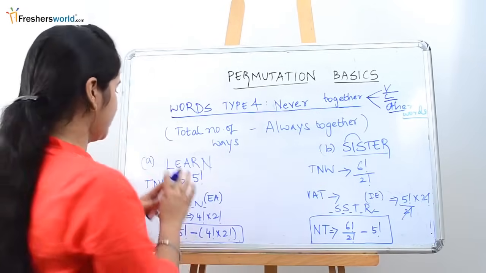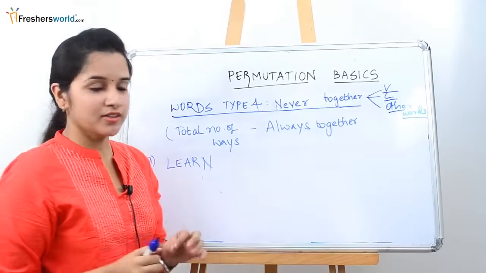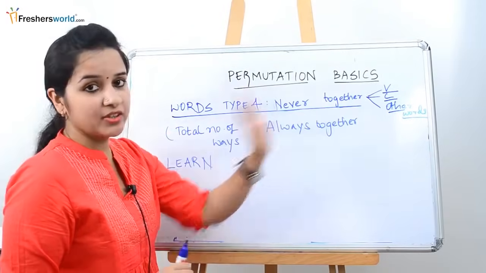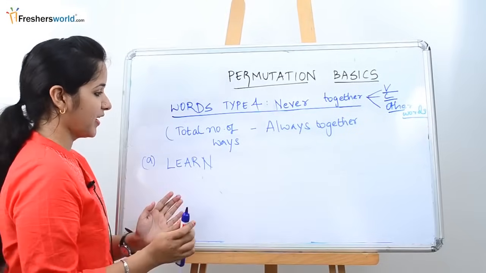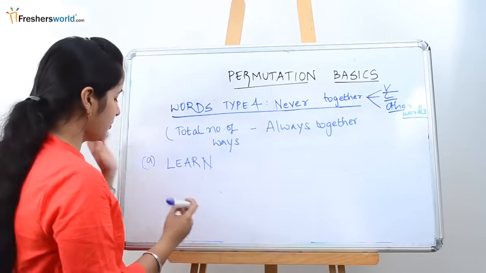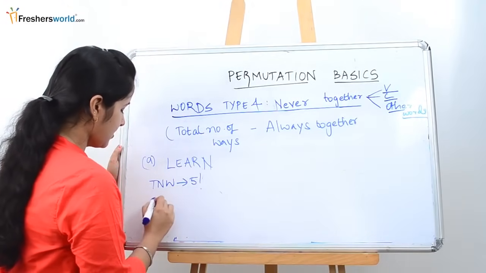Let's take an example. Let's take the same word learn. Now the concept is consonants are never together. So the example is learn. So the consonants are not together. First we're going to take the total number of ways, which is nothing but, as usual, 5 factorial.